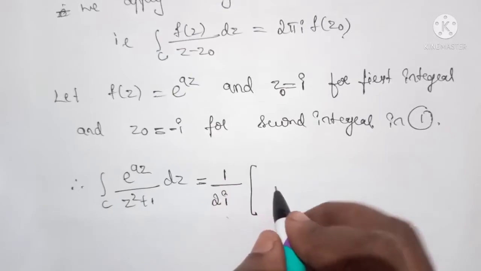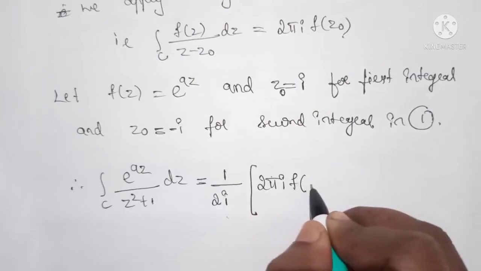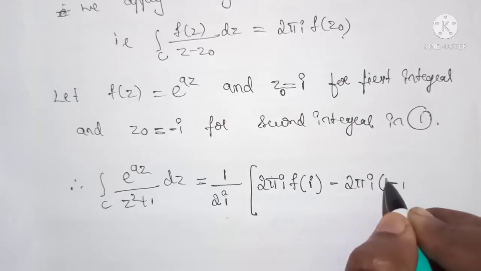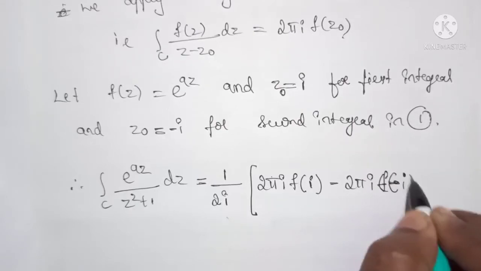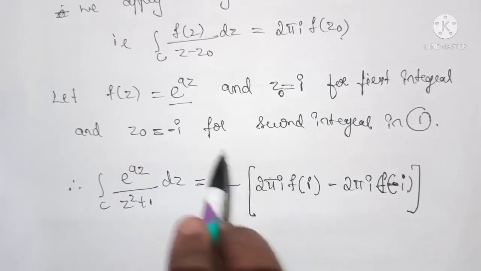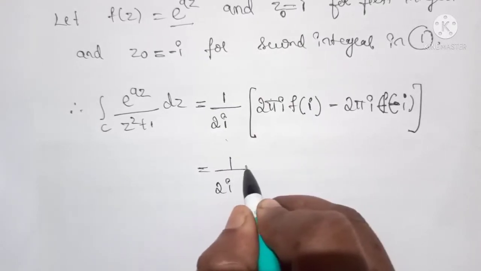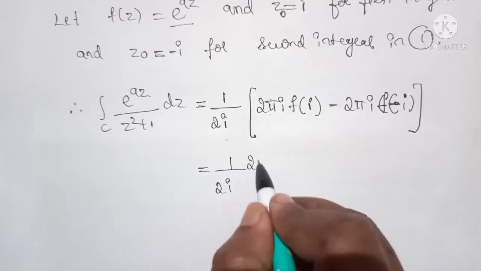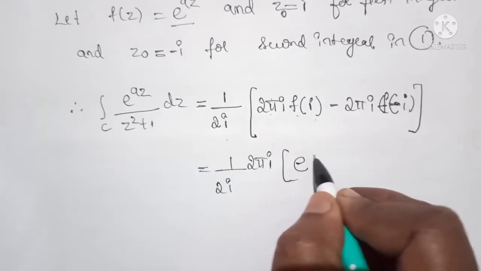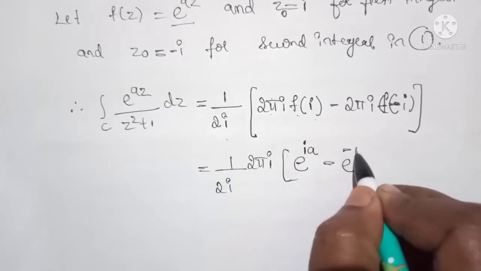First integral becomes f of z 2 pi i. f of z means it is f of i minus 2 pi i minus f of minus i. So in this f of z, substituting z equals i, we get 1 divided by 2i. So in these two we can take 2 pi i outside. Okay, we get f of i, that is e raised to ia minus e raised to minus ia.